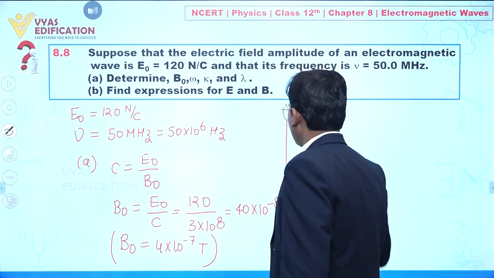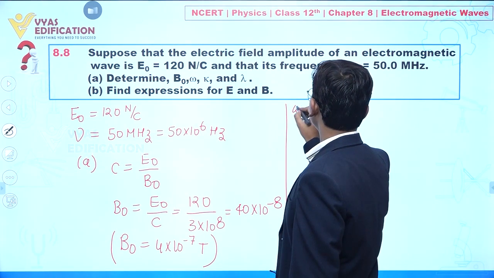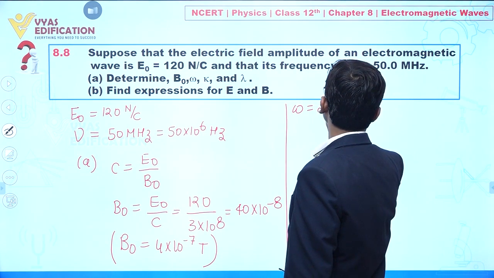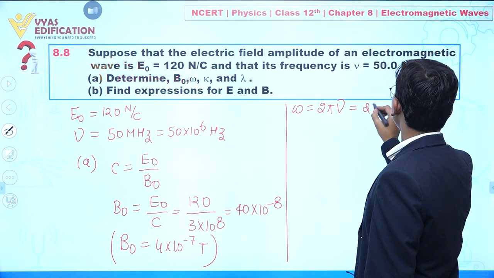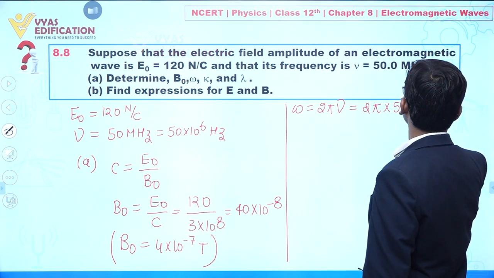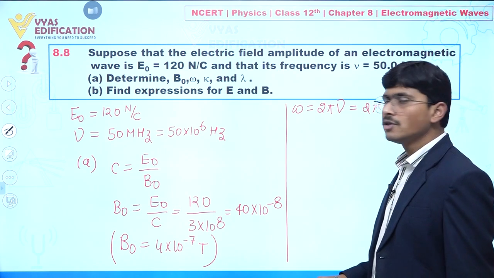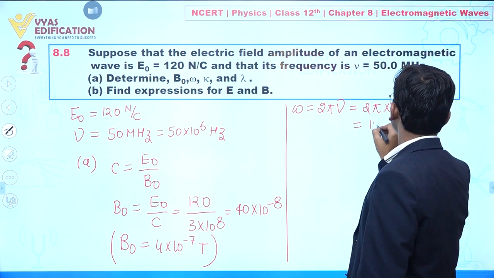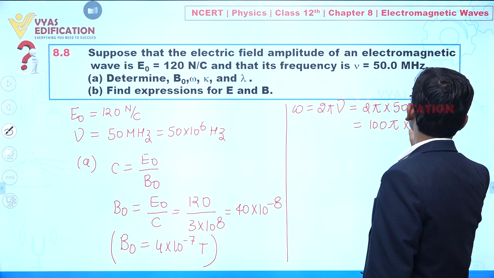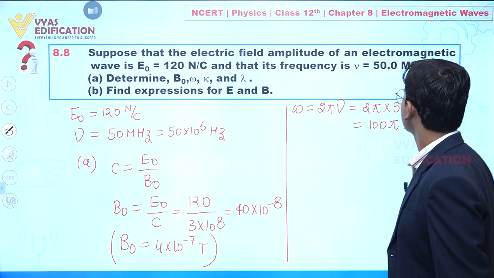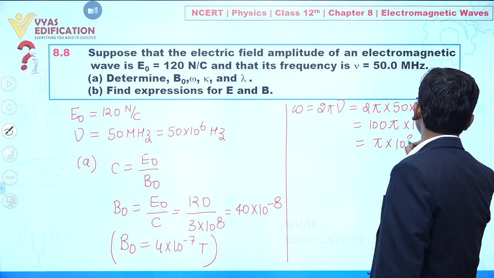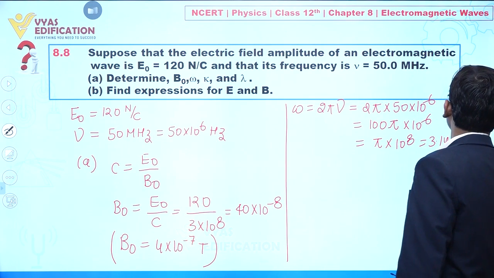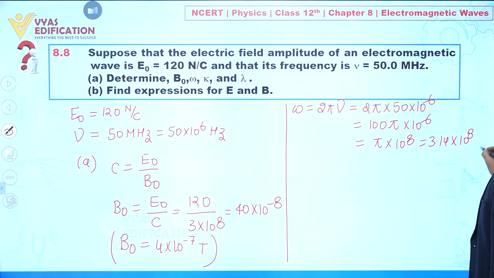Now our objective is to find omega. Omega is equal to 2 pi into frequency, clear. We can write it like this, 2 pi into 50 into 10 to the power 6, clear. So from here you can see this is equal to 100 pi into 10 to the power 6, clear. So from here you can write pi into 10 to the power 8 or 3.14 into 10 to the power 8, and this is radian per second, clear.